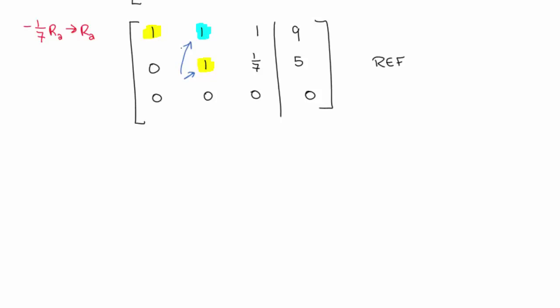So in this case, I'm going to go ahead and say, well, let's see, how would I use that 1 to kill off that 1? Well, it's a pretty easy statement. I'm going to take the opposite of row 2 and add it to row 1. That'll become my new row 1.